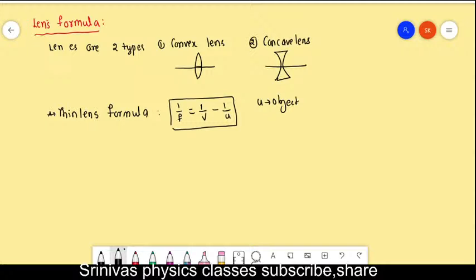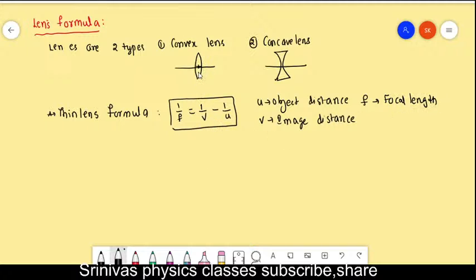1 by f is equal to 1 by v minus 1 by u. It is the formula for the thin lens. u is the object distance and v is the image distance. f is the focal length. Now tell me, object distance, from where to where do we have to take it?